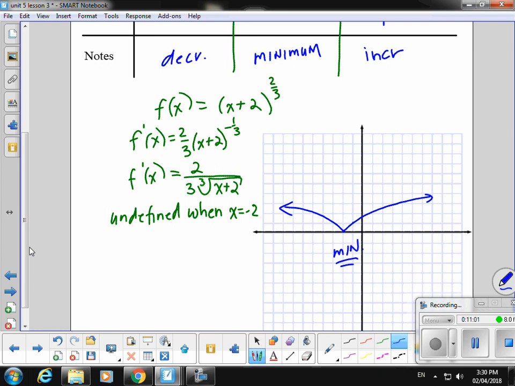Some key points. F at negative 3 is 1. F at negative 1 is 1. And f at negative 2 is 0, where it's undefined, just to get ourselves anchored.